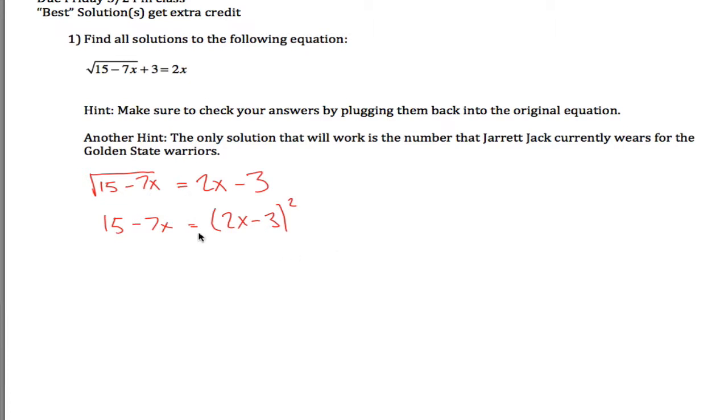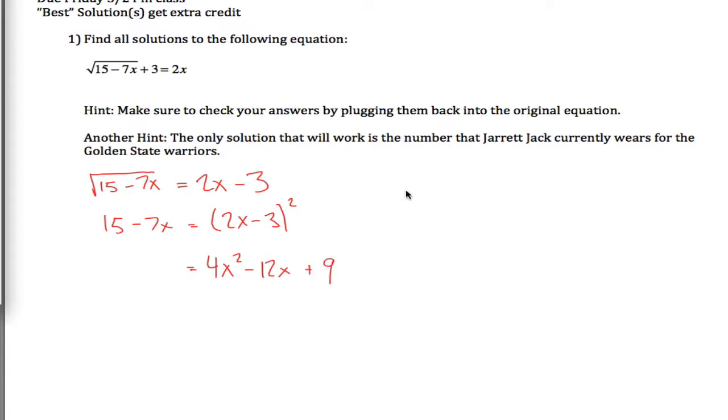It'd be a little bit easier to get to because I don't have a square root here, but there's an x here and an x here that's kind of buried within this square root. So what we're going to have to do is expand out this binomial. We're going to have to do 2x minus 3 times 2x minus 3. What that ends up being is 4x squared minus 12x plus 9.